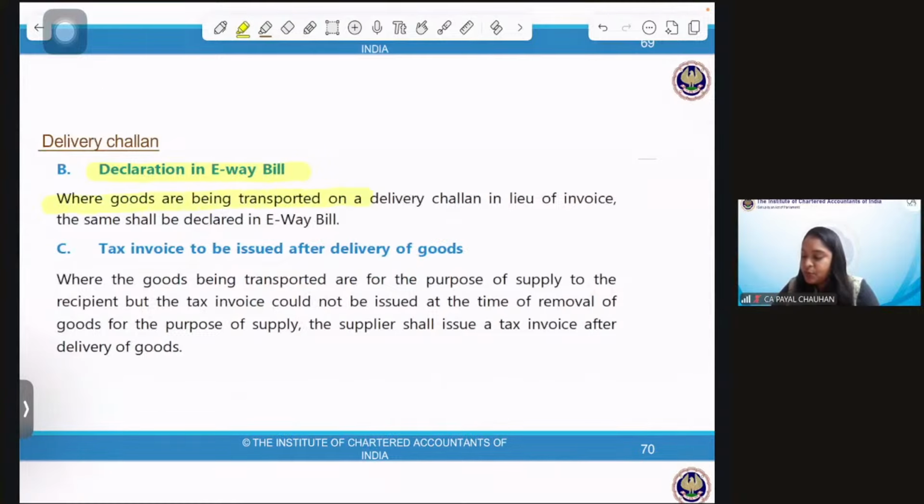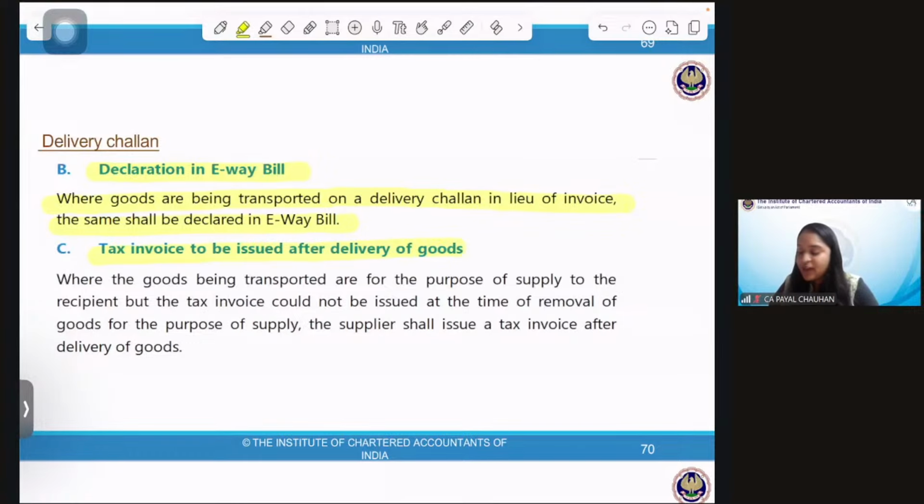Where the goods are being transported on a delivery challan in lieu of invoice, that is, in place of an invoice, as we are not making a supply, it is mandatory. Yes, if the supply is to the consignee, right? It's not to the job workers, rather it is to the consignee who might like the goods also. Then the same shall be declared in the e-way bill. So if the movement is in place of an invoice, that is, it is not a supply, it is for reasons other than supply, we'll have a DC, and the e-way bill will have the information about the DC.